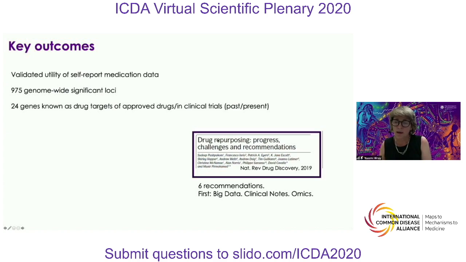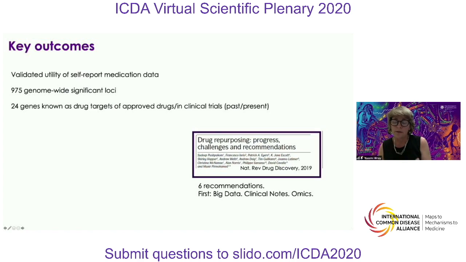This paper is a very nice review talking about drug repurposing in Nature Reviews Drug Discovery last year, and it concludes with 6 recommendations. One of those recommendations is the need to move forward with drug repurposing, which in the context of common disease might be a way that we could move forward quickly. But one of the first recommendations was the need for big data sets with clinical notes and clinical phenotypes linked to omics data.